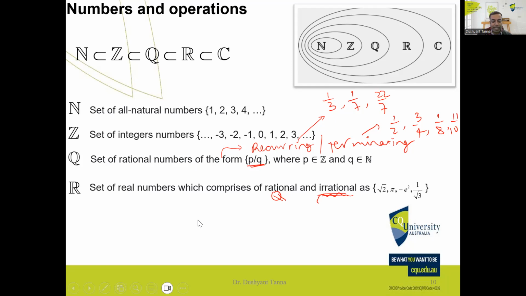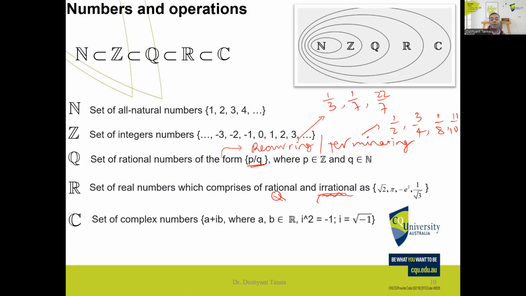Oh, I have one more, sorry. The C. Okay, so are we all clear on NZQR? There's one more, and then we'll take a short break. C is the set of complex numbers, of the form A plus iB, where A and B are real numbers, and i is equal to the square root of -1, or i squared is equal to -1. Okay, this is kind of FYI, don't worry about it now.